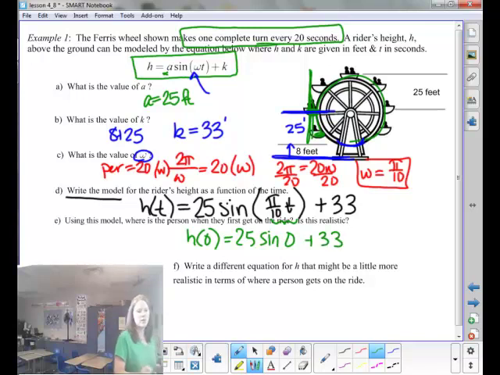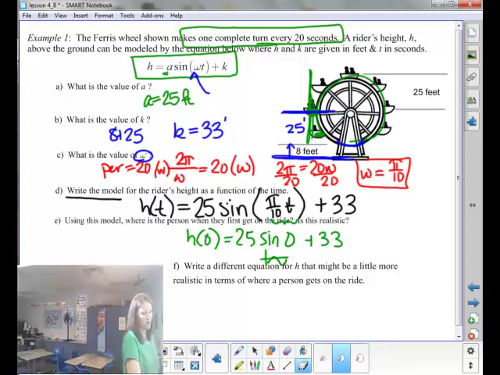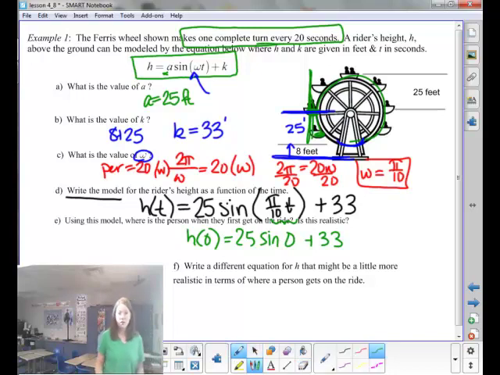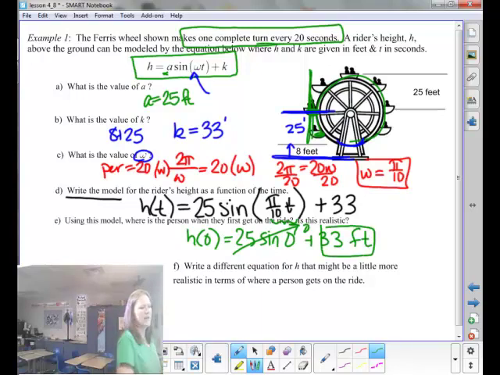Now, if you remember a sine curve and how it looks, that's a terrible sine curve, my board's off a little bit here. The sine curve at time 0 is at the origin, which means that the sine of 0 is 0, times the 25 is a 0. This person's 33 feet off the ground when they get on the ride? Oh dear, that doesn't really make sense, does it? But that's what our model says.